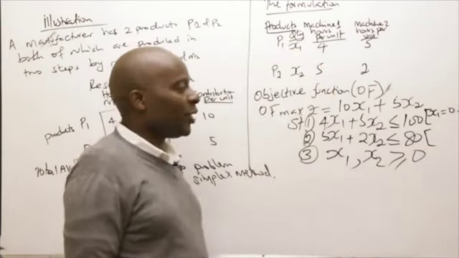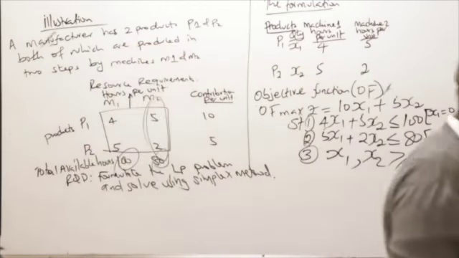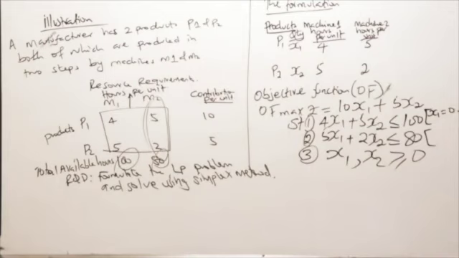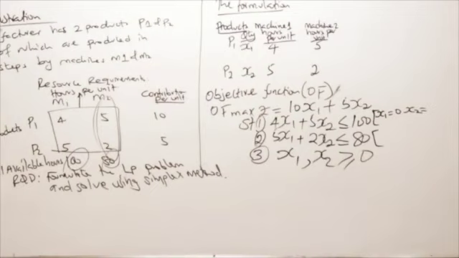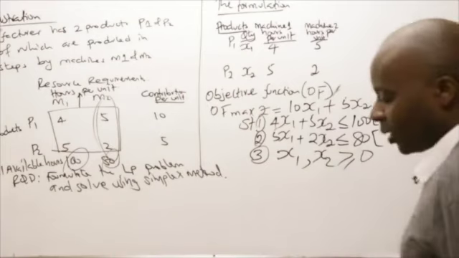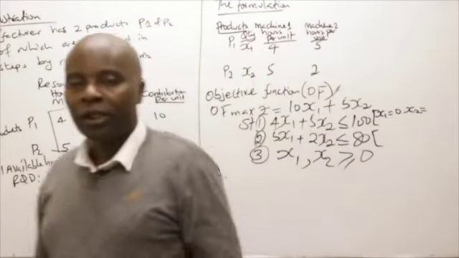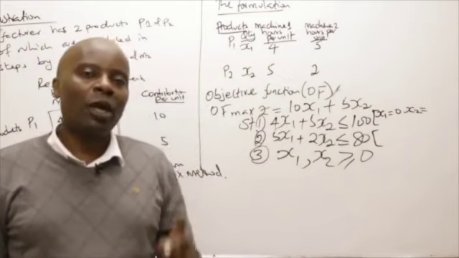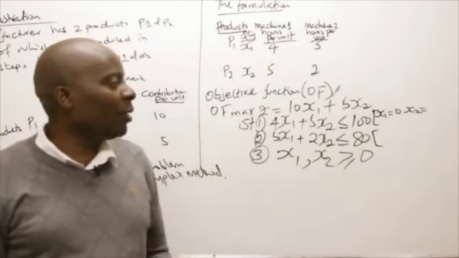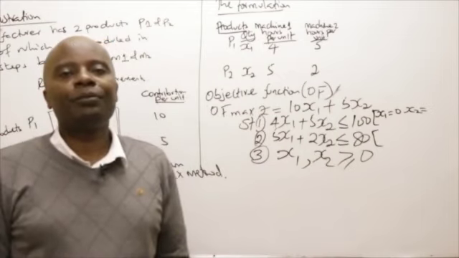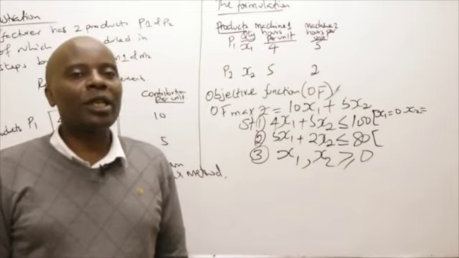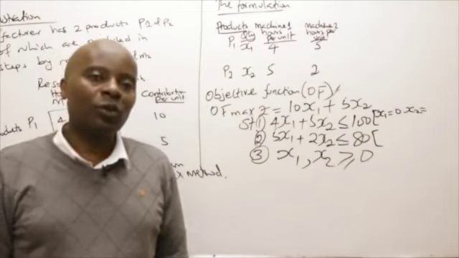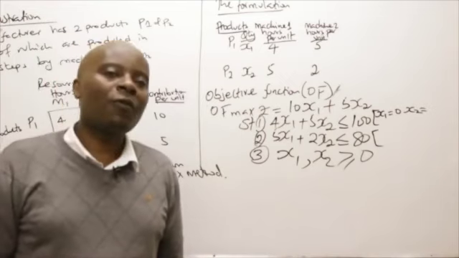So when x1 is 0, what will be the value of x2? This being straight lines, of course, we need 2 points for us to be able to draw a straight line. For us to draw a straight line, how many points? 2 points. And how do we get the 2 points? Basically by fixing. You say when x1 is 0, what will be the value of x2? When x2 is 0, what will be the value of x1? Like that.